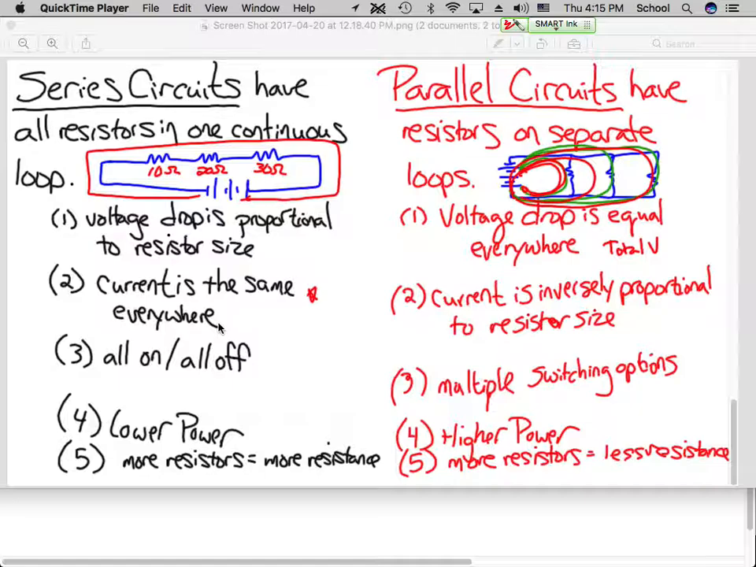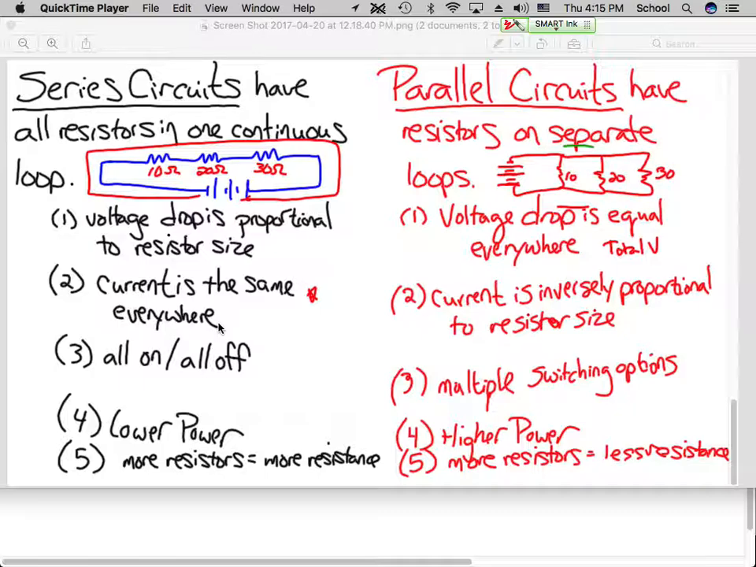But over here in parallel, the current is going to be inversely proportional to the resistor size. So again, if I have a 10, well, let me just redraw this because it's getting messy. If I have my battery here and I have resistors, say again, that one's a 10 and this one's a 20 and this one's a 30.